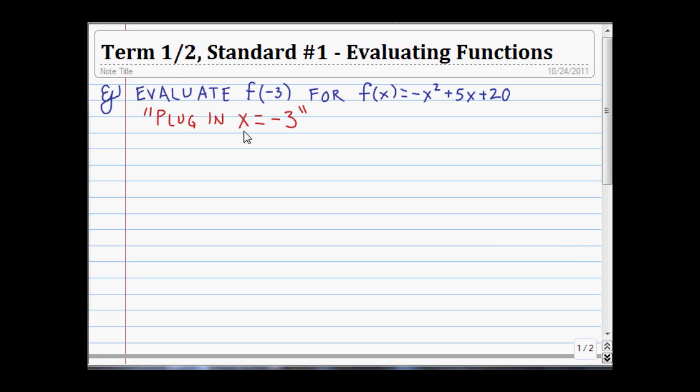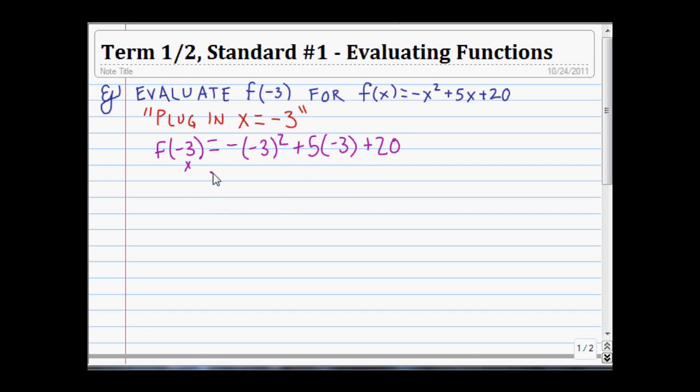well, it would just be going into our expression. So no longer are we going to be playing with f of x, we're now going to be playing with f of negative 3. So wherever we see an x, we're going to replace it with negative 3. So we had negative x squared, not anymore. Negative 3 squared, plus 5 times, well, not x anymore, it's going to be negative 3, all plus 20. So in fact, it's like we're saying, okay, x is negative 3, so what happens?